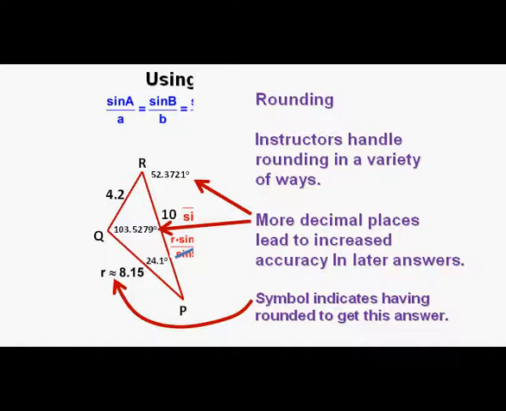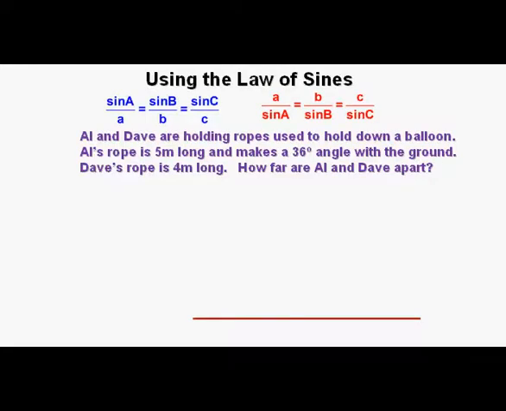Let's look at a word problem that uses the law of sines. This problem is very much like one done by one of my favorite YouTube publishers. Al and Dave are holding ropes used to hold down a balloon. Al's rope is 5 meters long and makes a 36-degree angle with the ground. Dave's rope is 4 meters long. How far are Al and Dave apart? Here is Al's rope holding the balloon at a 36-degree angle. Now here's Dave's rope that is 4 meters in length.